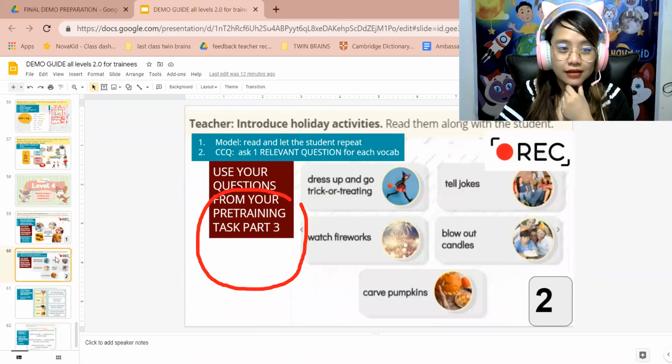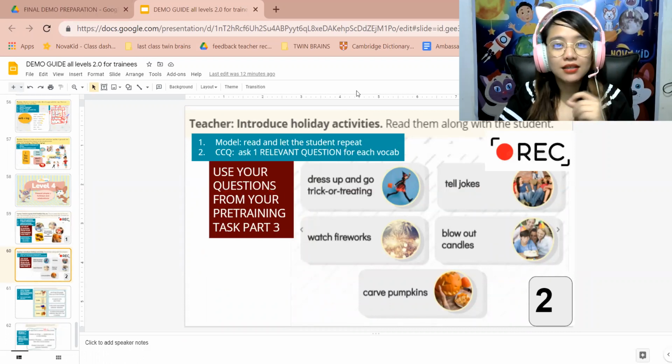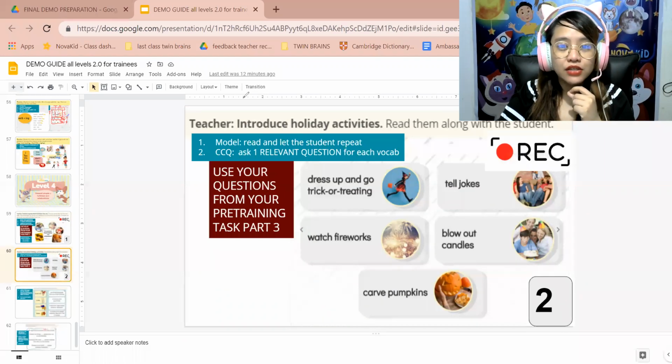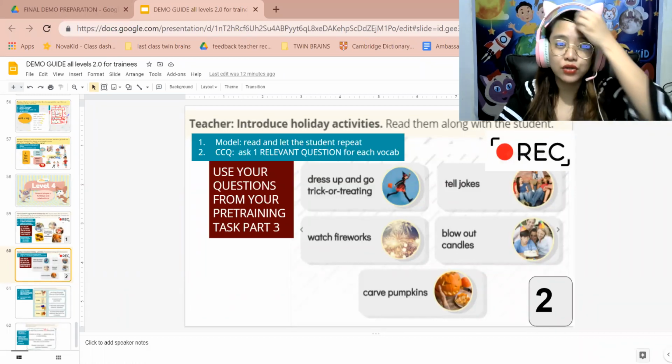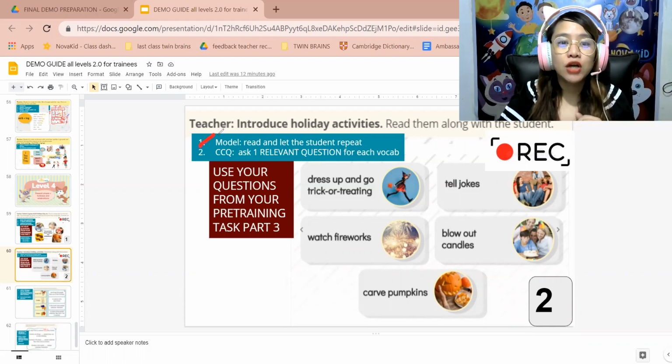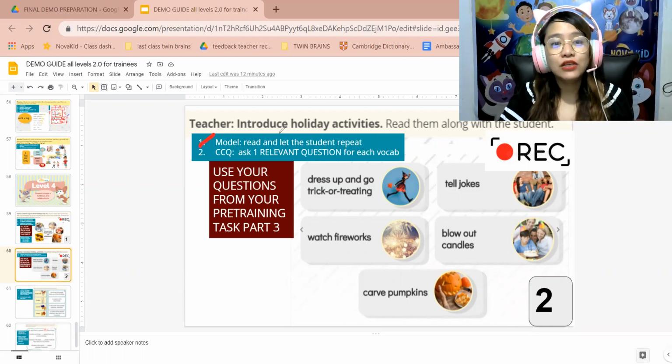Next, okay, look, introduce holiday activities, read them along with the student. So you just simply read and let the student repeat. First step, model. When you model again, you just have to read the words or the sentence or the vocabulary and then let the student repeat.